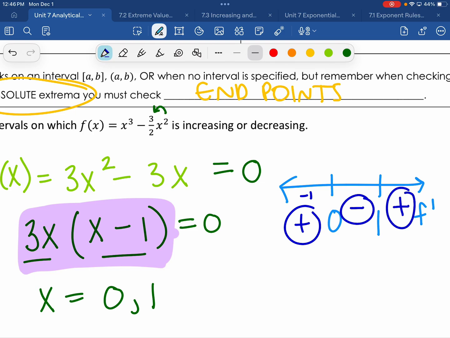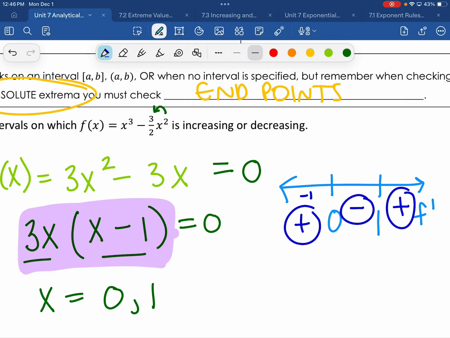Didn't we do this in pre-cal? But not with derivatives. In pre-cal, we did it with inequalities, so it was like less than or greater than. If you wanted the less than, you wanted the minus interval, and then greater than, you want the plus interval.